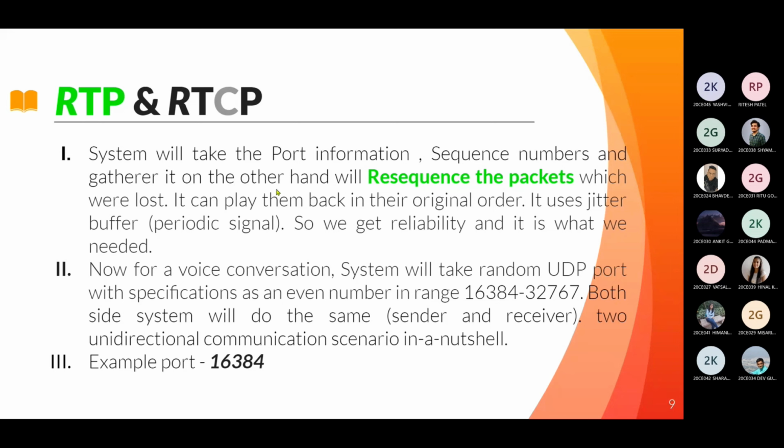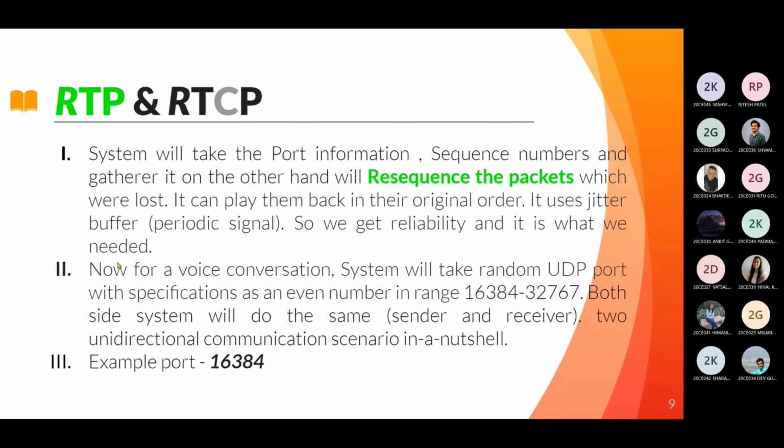It can play them back in their original order. It uses a jitter buffer, a periodic signal. The jitter buffer is something that, in a periodic graph, whenever there is an unwanted change, we call it jitter, and so we get reliability. It is what we needed.